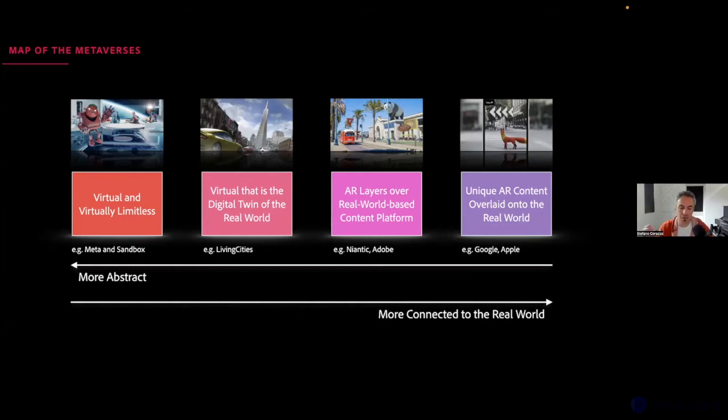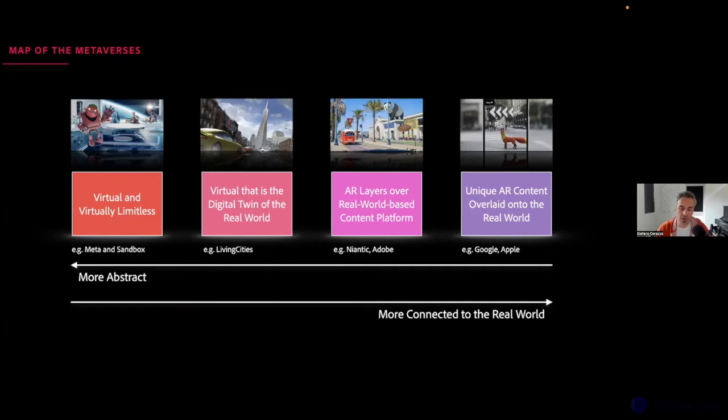And then you have also stuff in the middle: AR layers of content on top of the real world, you can have as many as you like, which is what Niantic and Adobe are doing, or perfect virtual copies of the real world, like living cities. So there are a lot of flavors of metaverses that we are looking at. And also you can go from one to another. You can be part of an AR experience, tap on something, and then get immersed in a totally virtual world. This is an interesting taxonomy when looking at the metaverse, trying to understand what that is.